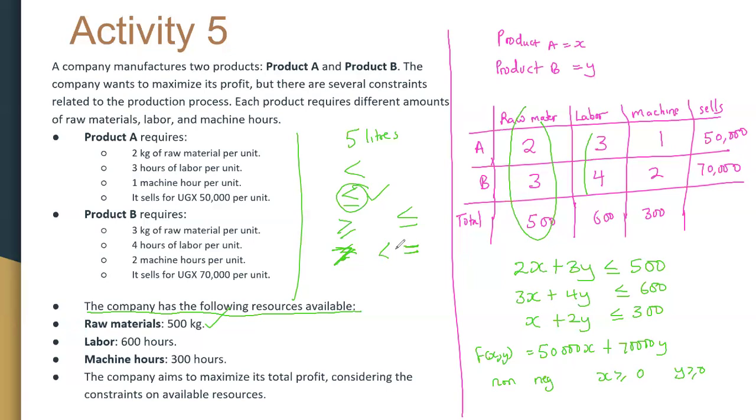Teacher, another question. What if they said "has the following resources"? Not "not available," but "has the following resources." Yes. Now, it still depends on the question. If it is a maximizing question, we shall still use less than or equal to. So always read the question, interpret, and then find out what the question wants. Are they maximizing? Are they minimizing?